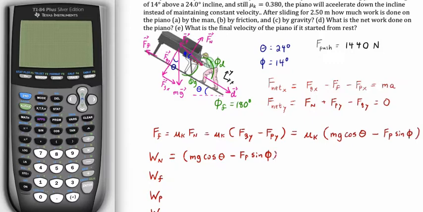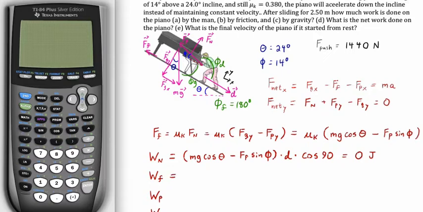Then that would be multiplied by the displacement, and then the angle between the two. What's the angle between the normal force right here and the displacement vector? 90 degrees. So we just get a cosine of 90 degrees, and cosine of 90 is 0, so we get 0 joules for our work by the normal force.